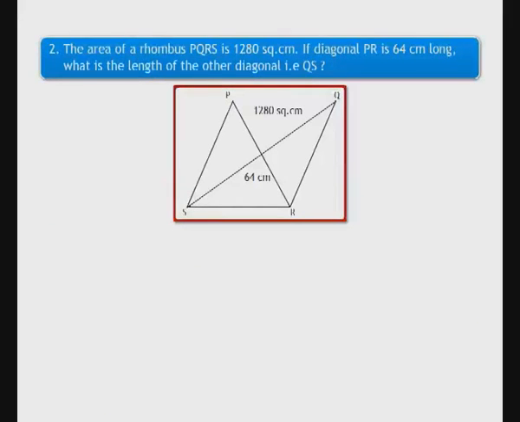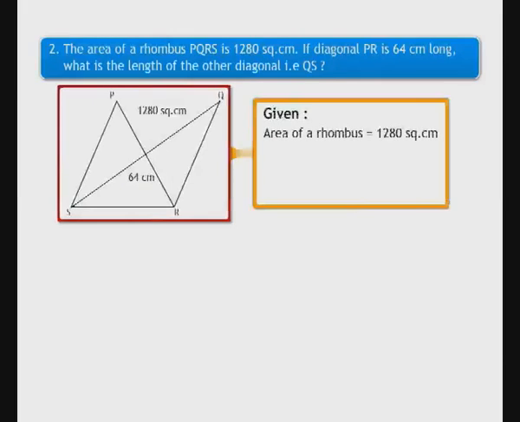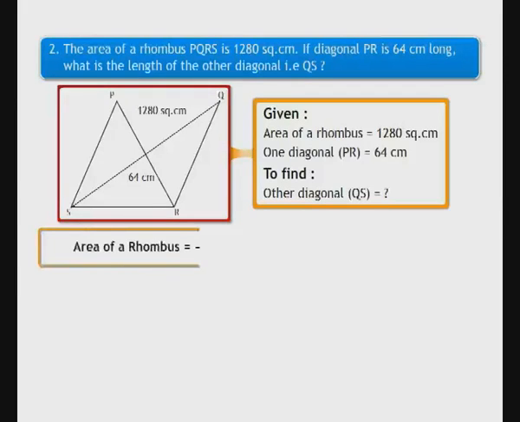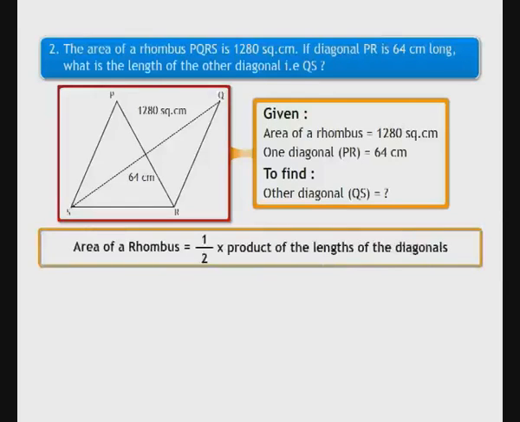We shall now see how to find the area of a trapezium. In this figure, PQ is parallel to SR and PM is perpendicular to SR. Segment PM is the height of the trapezium. The formula for area of trapezium is, area of a trapezium is equal to 1 upon 2 into the sum of the lengths of the parallel sides into height. Let us try to solve certain sums based on area of trapezium.